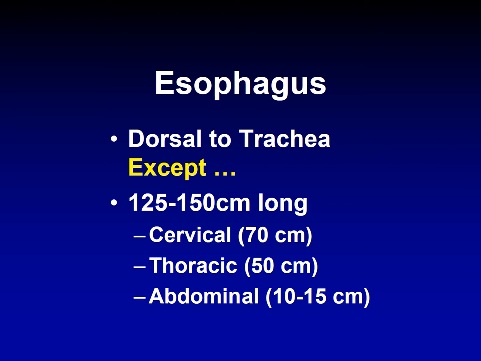This becomes a very, very important feature when we pass a nasogastric tube or an endoscope in our patients. And I'll explain this later. But for now, please remember that the esophagus starts on the dorsal aspect of the trachea, but it deviates. It moves to the left-hand side of the trachea, especially in the first cranial third of the neck.